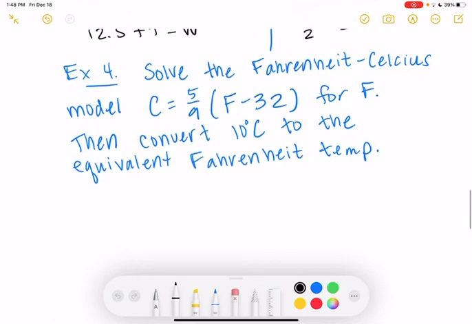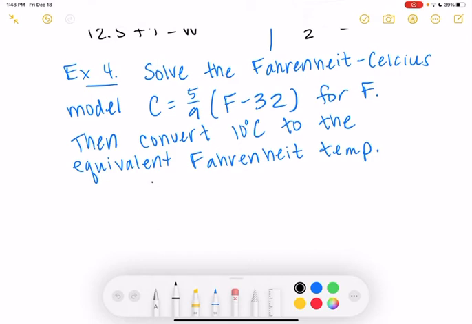Next, we have example 4 here. So we have solve the Fahrenheit Celsius model C equals 5/9 times the quantity F minus 32 for F. Then once we do that, we're going to convert 10 degrees Celsius to the equivalent Fahrenheit temperature.